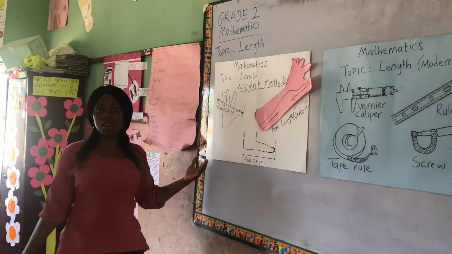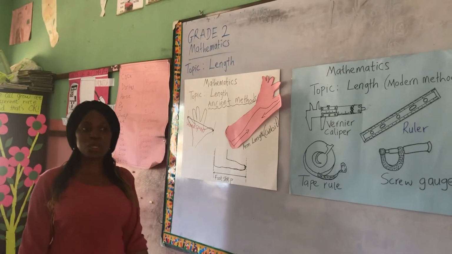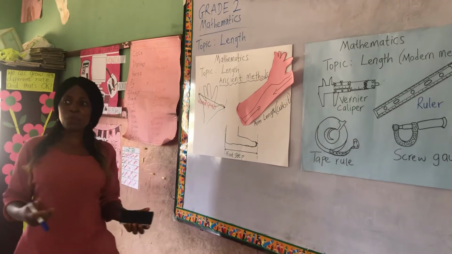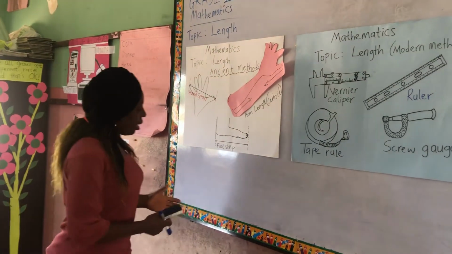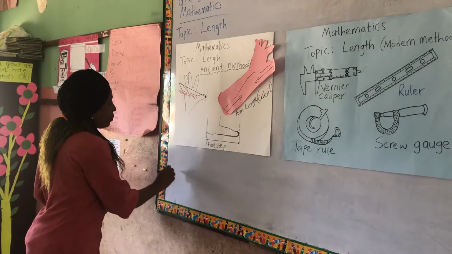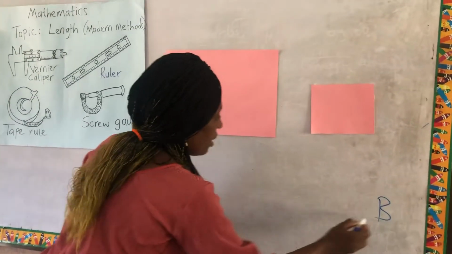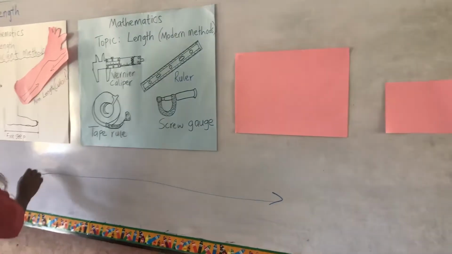And our lesson topic is length. I'm sure you'll be asking, what is length? Simply put, length is the distance between 2 points. Like from this point, I can call this point A, and to this point B. The distance between these 2 points is what?